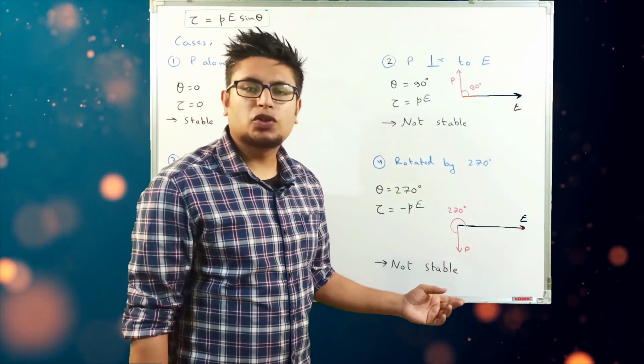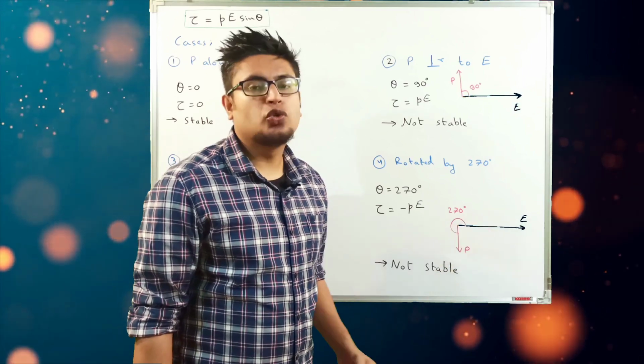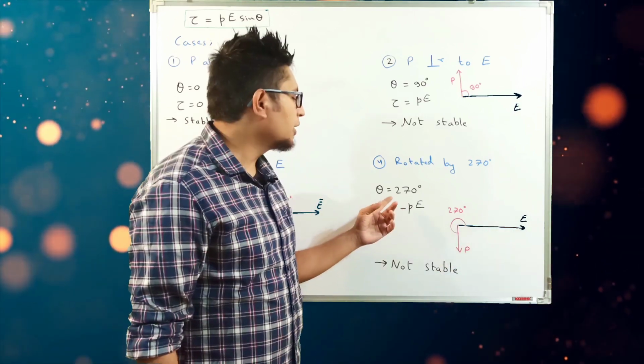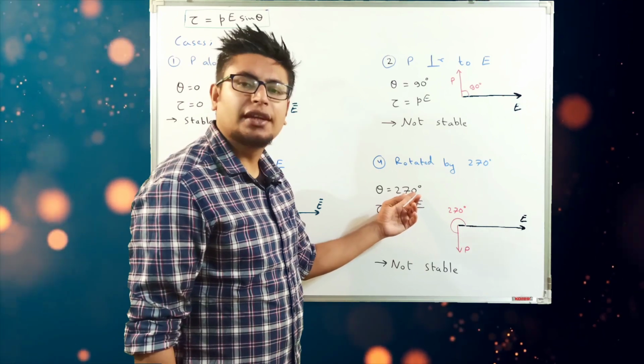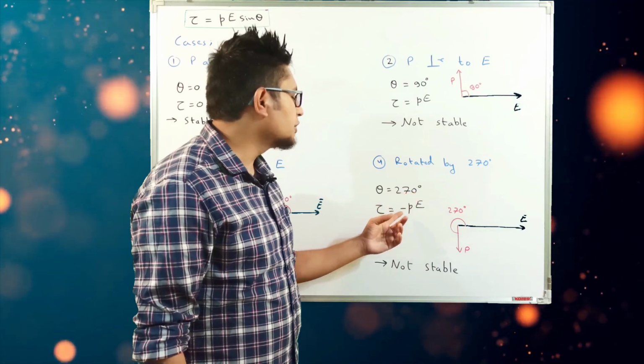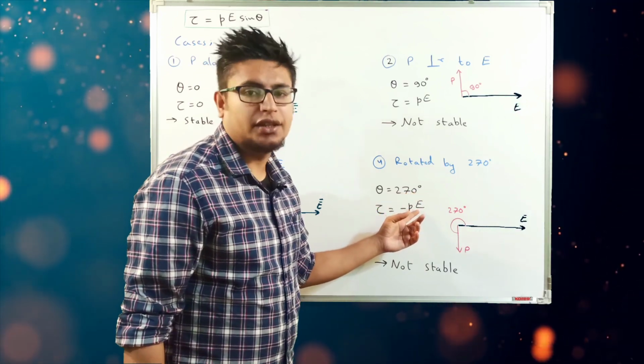The fourth case is when the angle between P and E is 270 degree. So theta becomes 270 degree. Therefore, torque becomes minus PE.